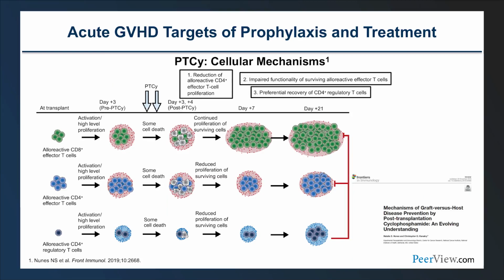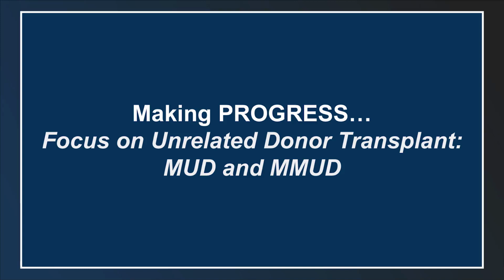PTCY works by a combination of effects that dampen effector T cell pathogenicity and support Treg function. So while the hurdles are high, we have been making progress. And the reason I talk about progress is that is the name of many of our national GVHD prevention trials. For this talk, I'm going to focus on unrelated donor transplant, both MUDs and mismatched unrelated donors.